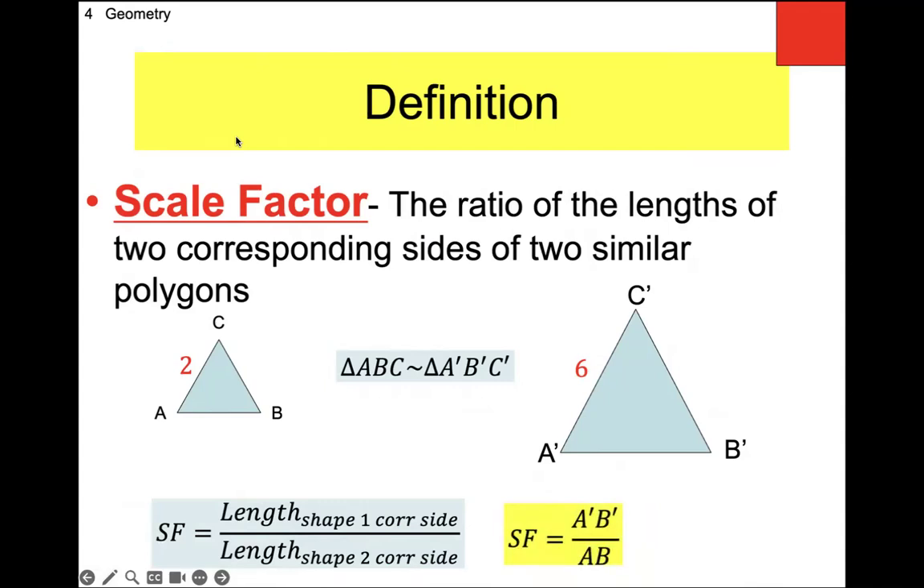So if I went big to small, that would be 6 over 2. If I went small to big, it would be 2 over 6. You see what I'm doing here? And you're like, well, why didn't you use the one with the numbers? Well, remember, it can be any one of the corresponding sides as long as you have values.